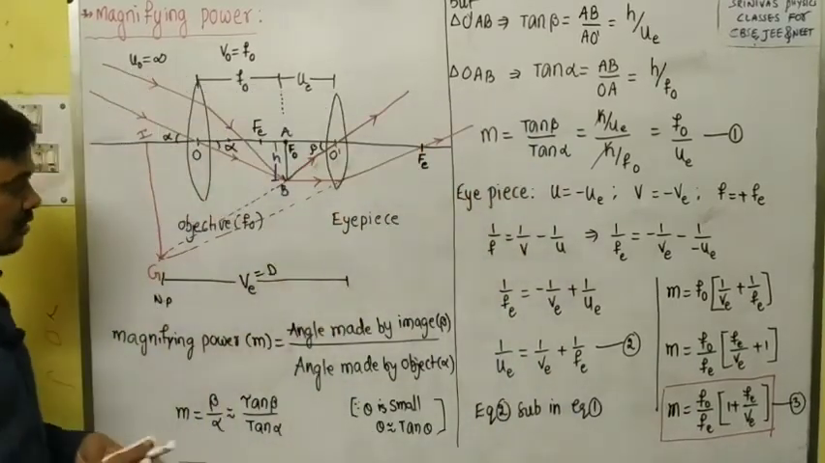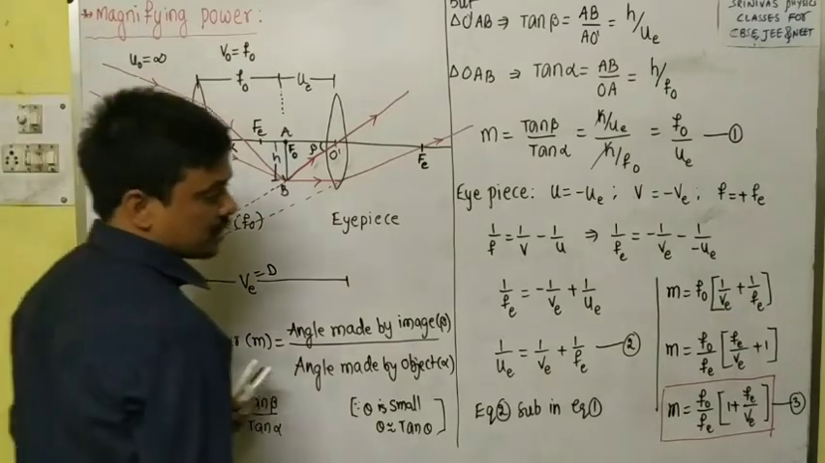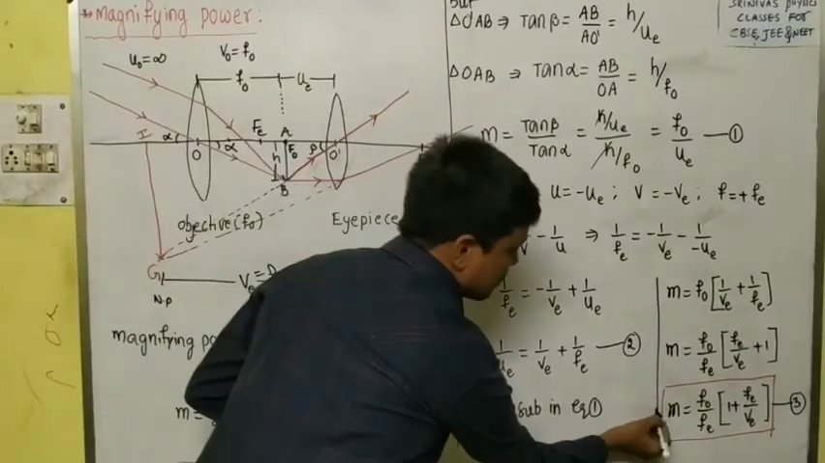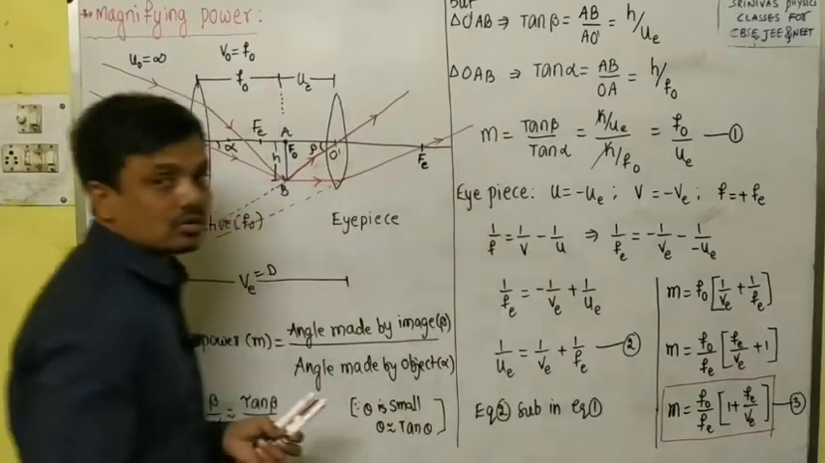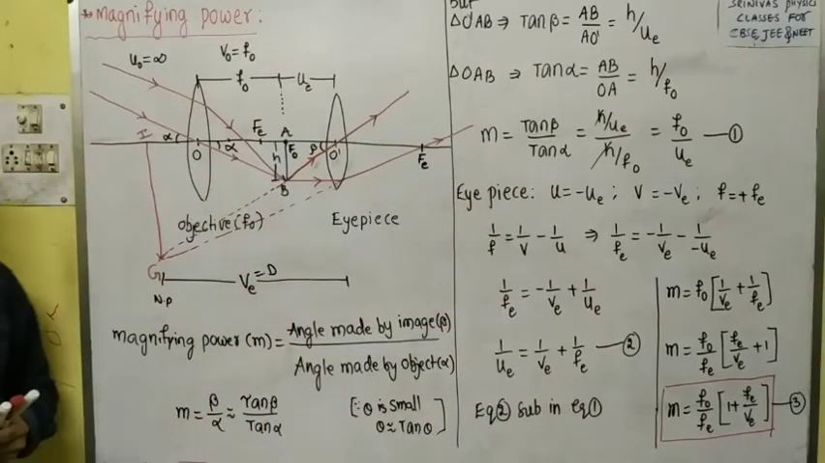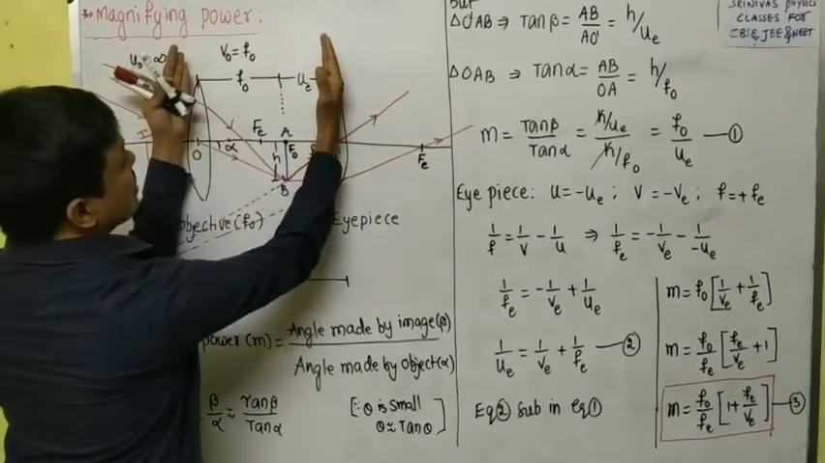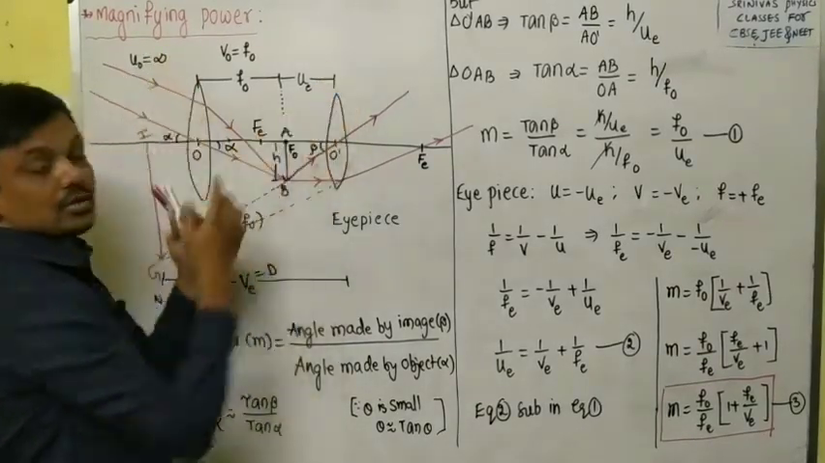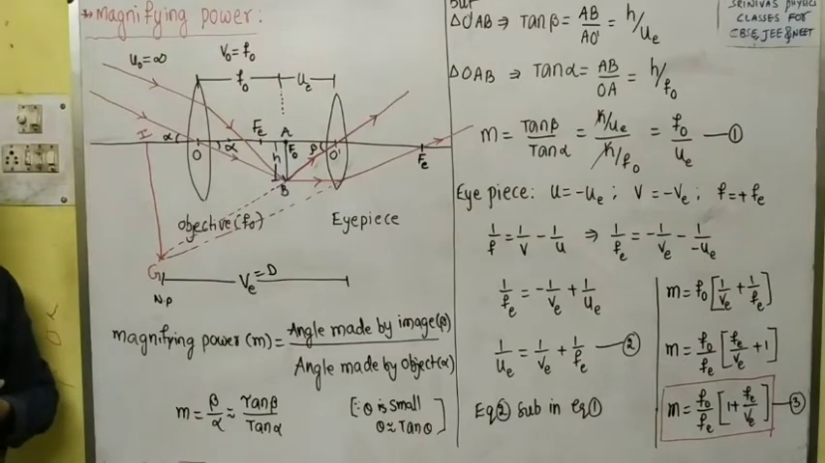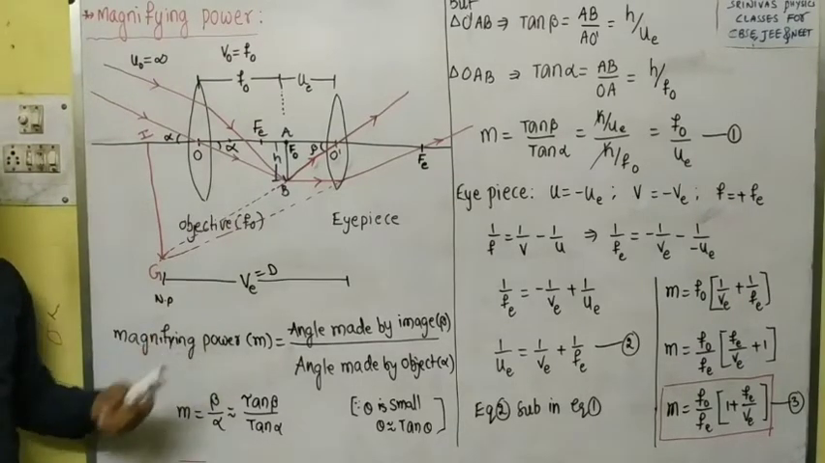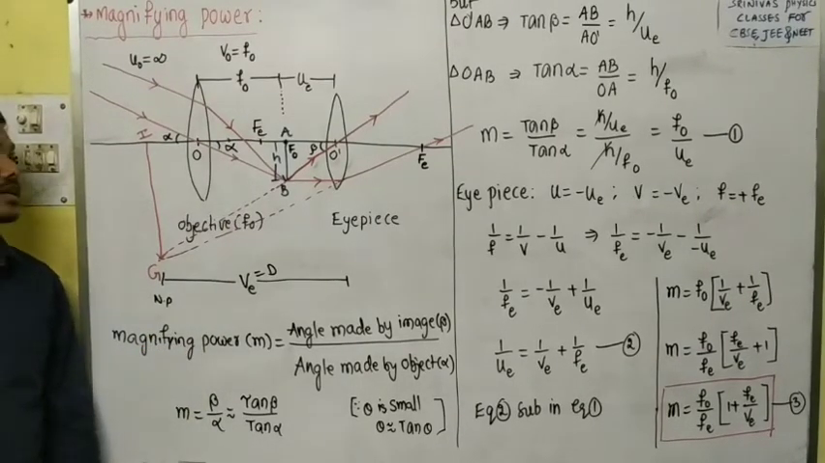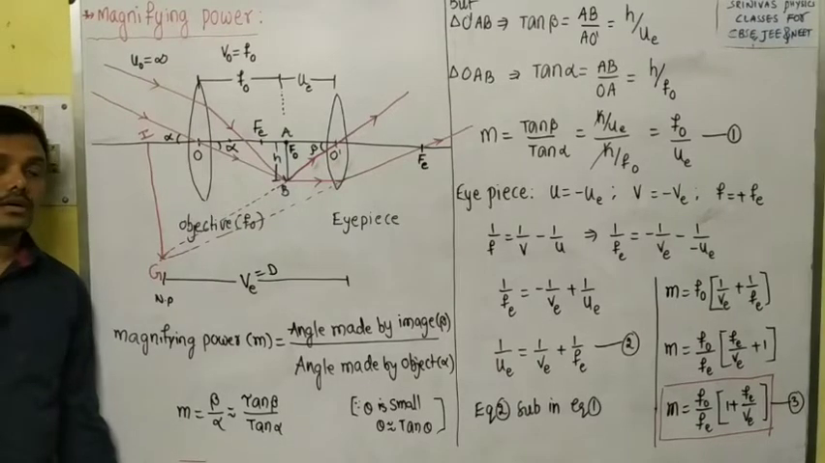And now here we can also write the length of the telescope. You see here, this is equation 3 that we got. If you want the length of the telescope, what is it? The length of the telescope is nothing but the distance between the two lenses. From the figure, what is the distance between the two lenses? F0 plus Ue, right? Now we will discuss the special cases based on this. You take a screenshot and note it.